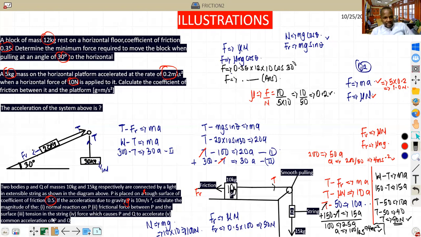So I've answered this, but there's one more question that I have not answered: the force which causes P and Q to accelerate. What is the formula for force? The force that causes the body to accelerate is the common force acting on the body. I told you, the body will start moving as soon as the value of the force approaches what? Mu N. You can see everything is just repeating itself.